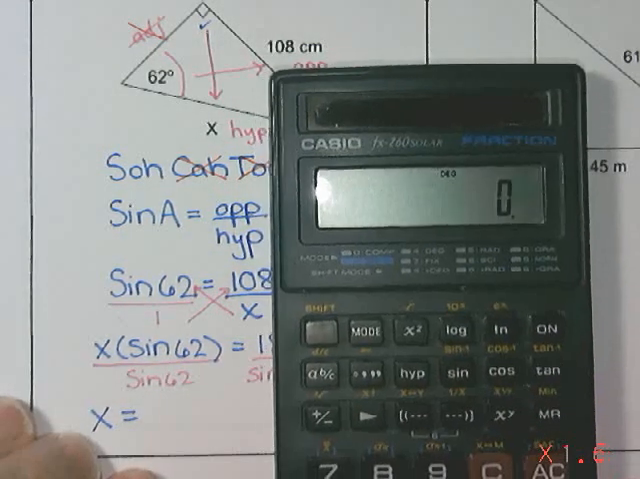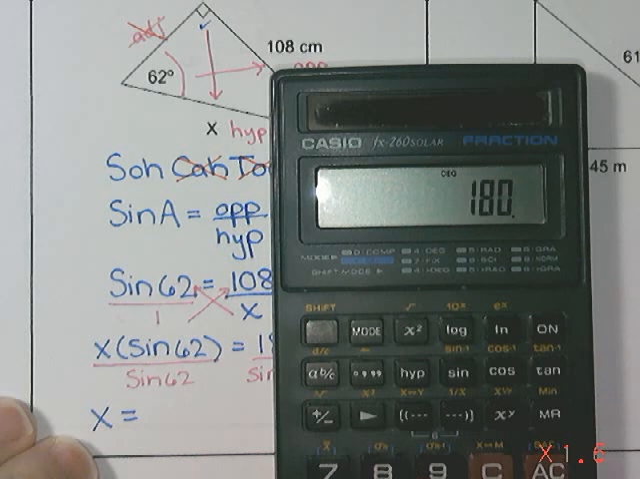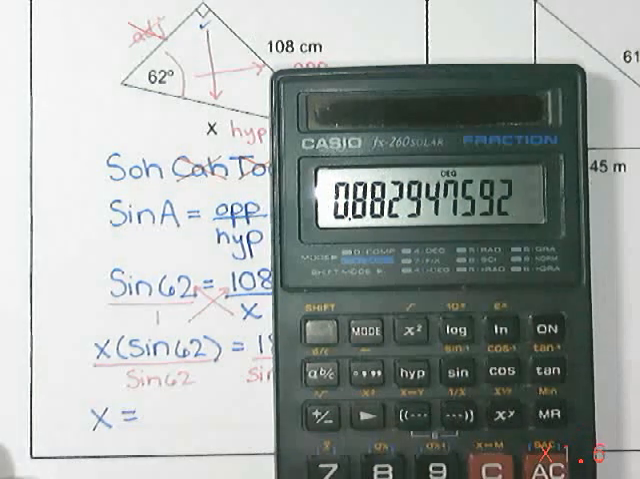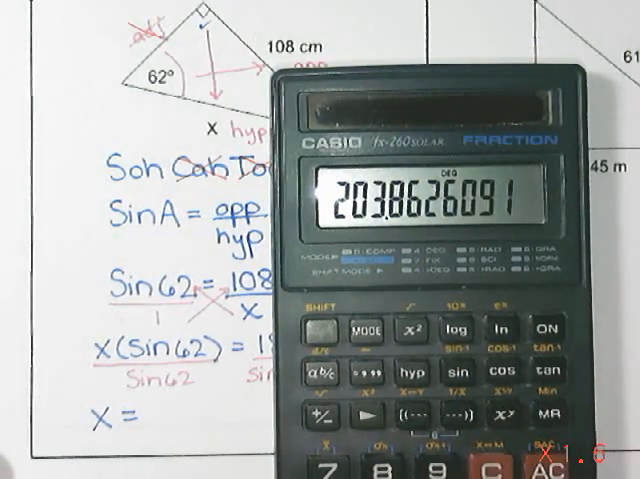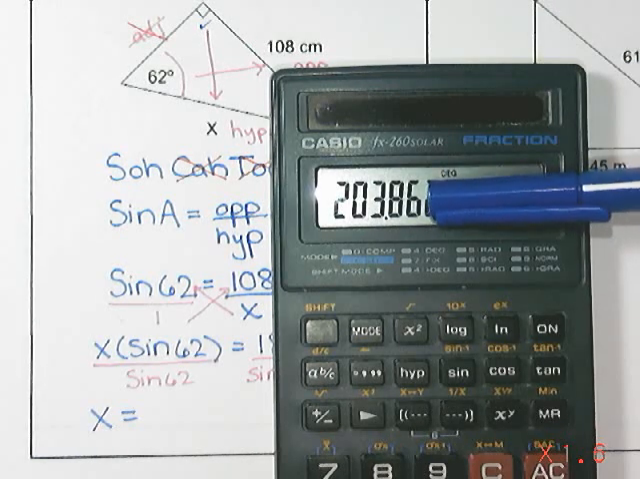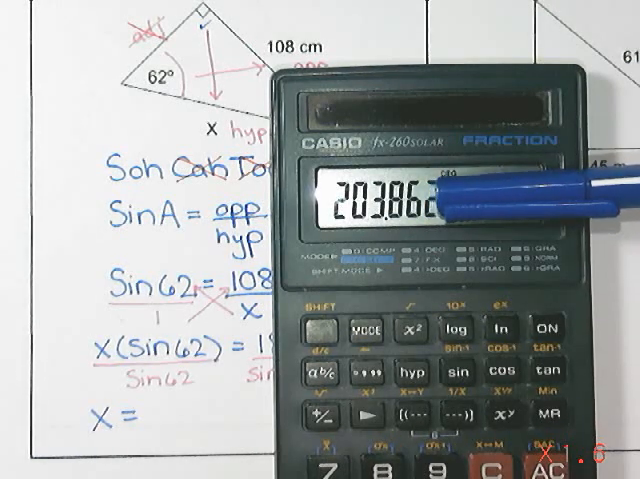So on my calculator, I would do 108 divided by, and then I have to do 62 sine because of the type of calculator I have, and then equals. So I ended up with 203.86. I take a peek at that next number. It is less than 5, so I'm going to leave that as 203.86.